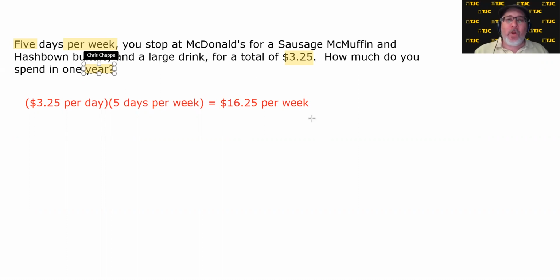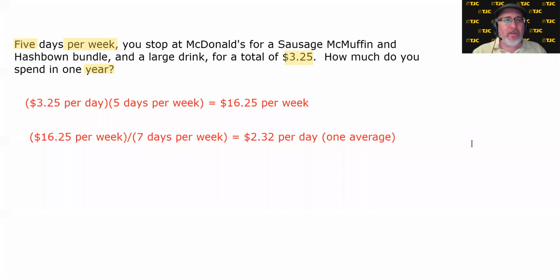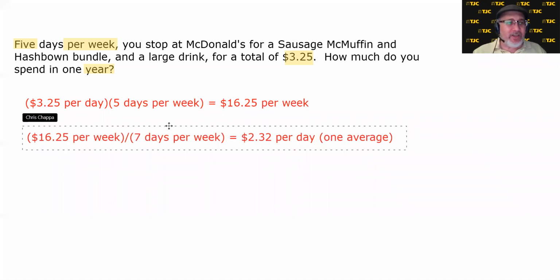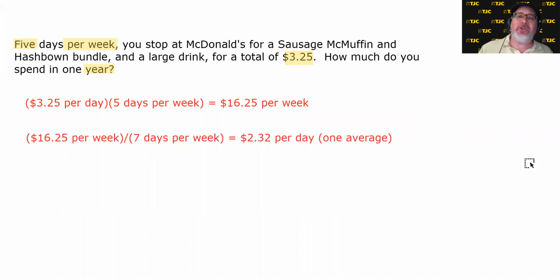How? Well, if we're going from weeks to days, we need to make the dollar amount smaller. So we divide, and it will look something like this. $16.25 per week divided by 7 days per week is $2.32 per day on average. Okay, I promise you I don't do this 5 days a week. I promise that this person is only buying 5 days per week, but it averages out to $2.32 per day.